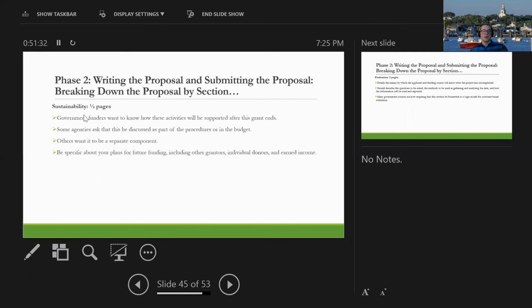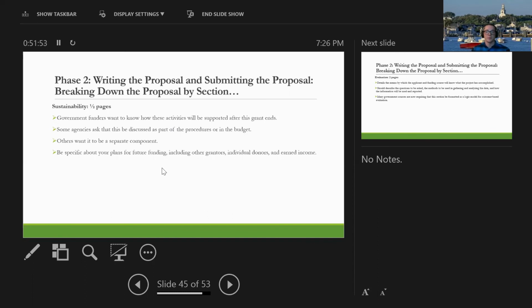So, sustainability. I haven't really talked about this much yet. I should talk about it more. Half a page; sustainability is really important. A lot of private organizations do not want their money to be the end all be all. They don't want the project to solely depend upon their funding.